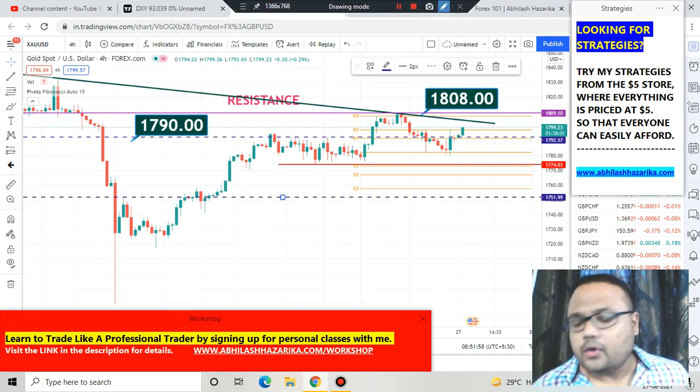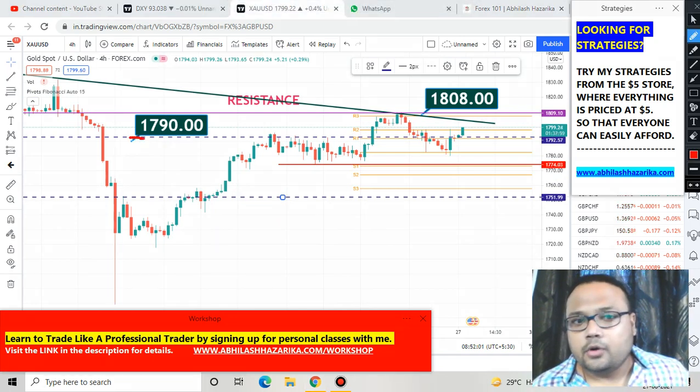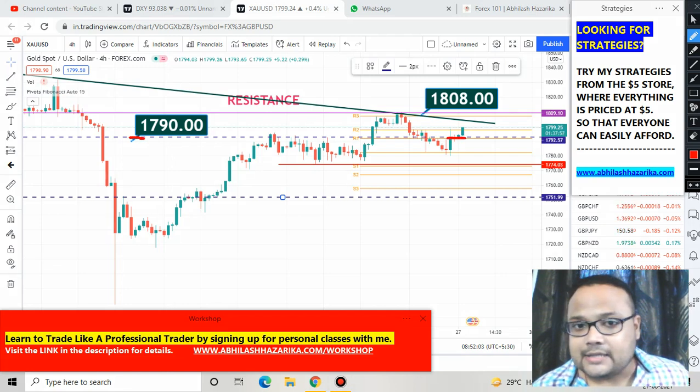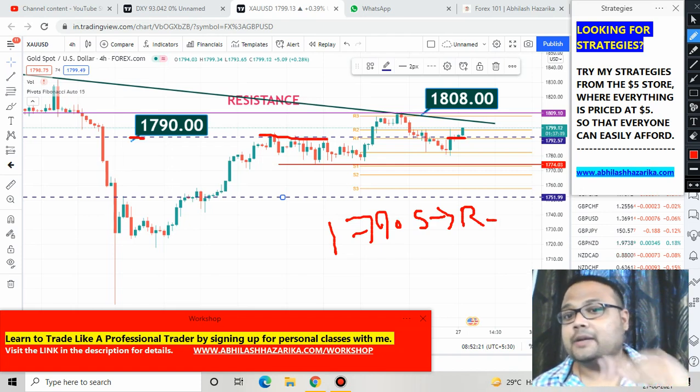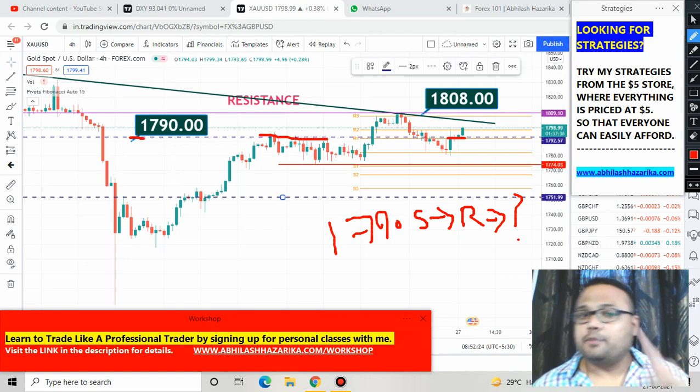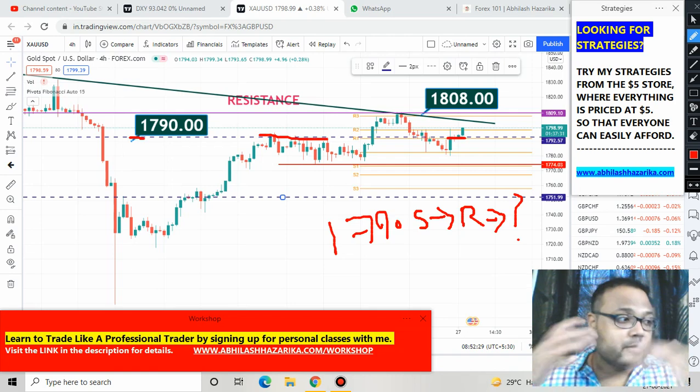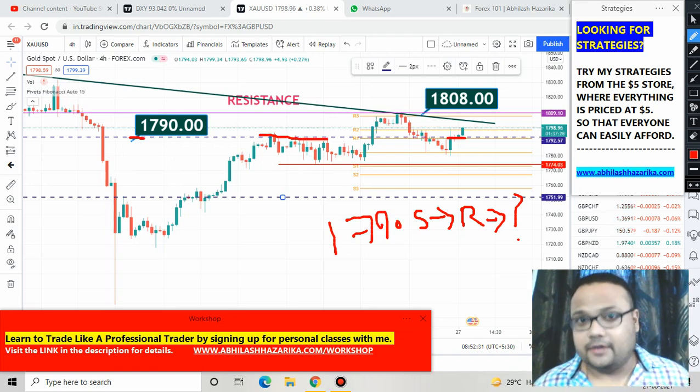What we need to focus on here is that gold is trading at 1790. Listen to me carefully: previously, 1790 was the support for the market, then it became the resistance, then it tried to provide support to the market, and again it became resistance. Right now we are not sure whether it has become the support or not. Previously it was the support, then it became resistance, and right now we do not know the role of 1790 on the chart. We are still trying to figure out what its role will be.